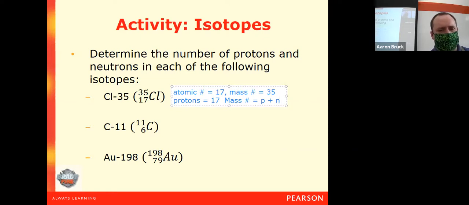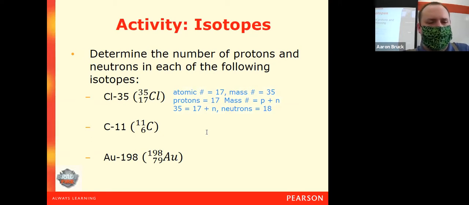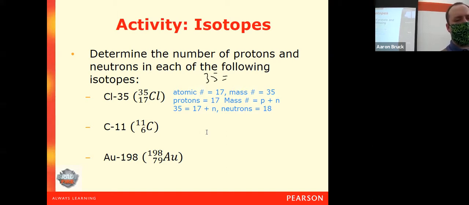My mass number equals protons plus neutrons. So 35 is equal to 17 plus my neutrons. I would have 18 neutrons in total. 35 is equal to 17 plus n, so I subtract 17 from each side. N is equal to 18.